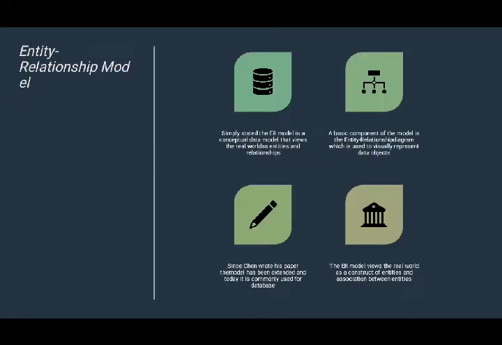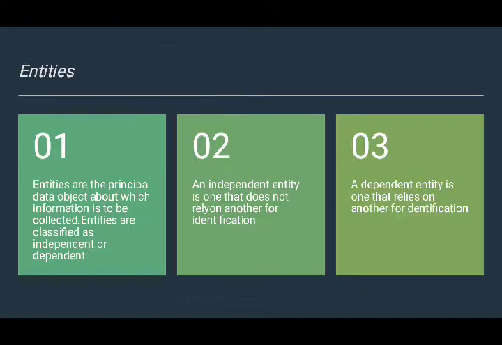These are some entity relationship models. First, entities. Entities are the principal data objects about which information is to be collected. Entities are classified as independent or dependent. An independent entity is one that does not rely on another for identification. A dependent entity is one that relies on another for identification.